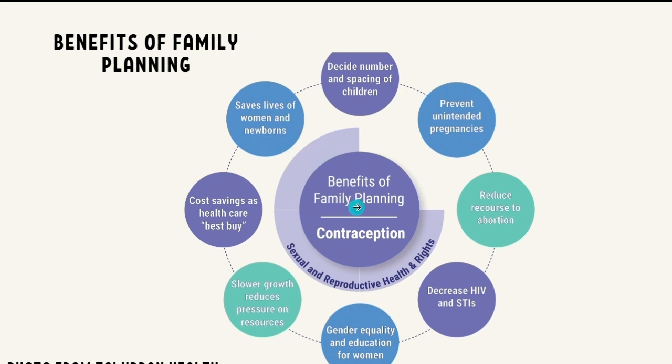And then it saves the lives of women and newborns. For example, say there's a situation, maybe rape, and a 12-year-old gets pregnant. Even though technically she can get pregnant, her body is not fully developed to bear a child. So that 12-year-old could die with the baby, because her body is not strong enough to push out a child. Those are the benefits of family planning.